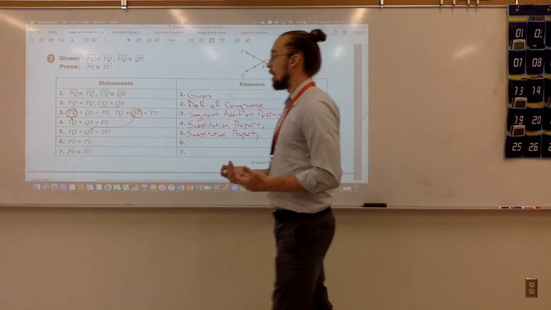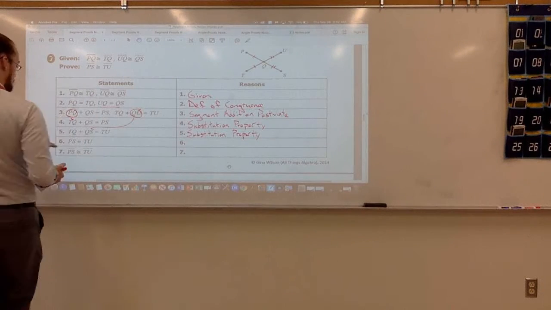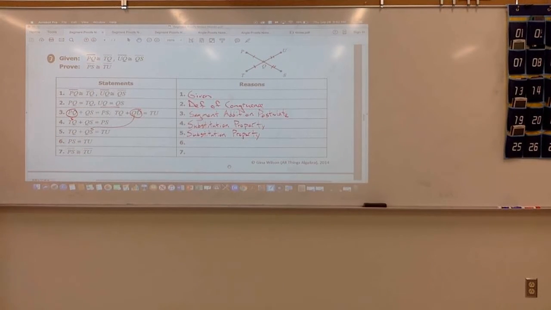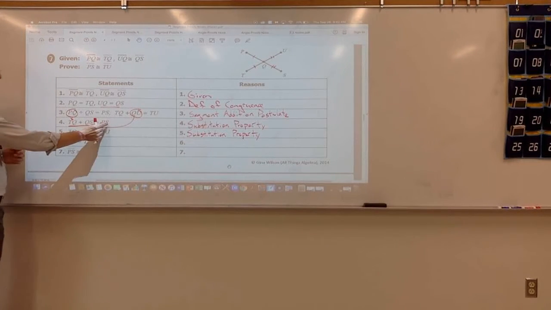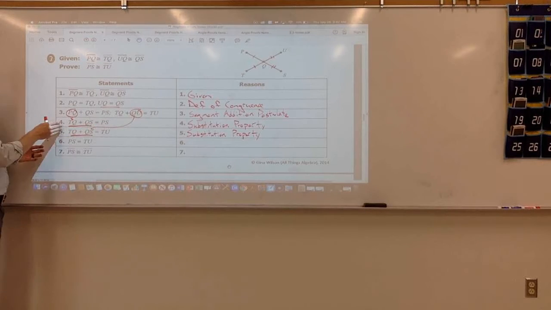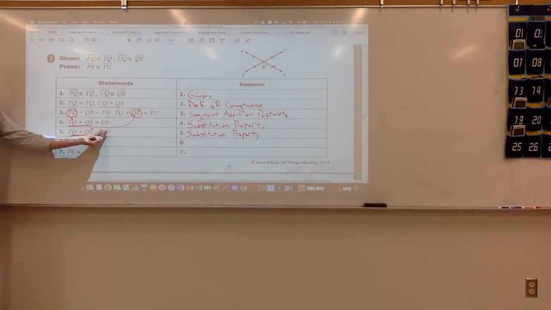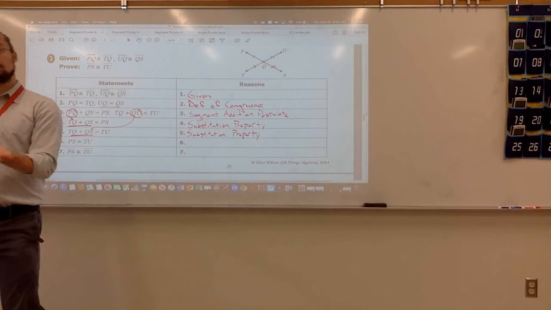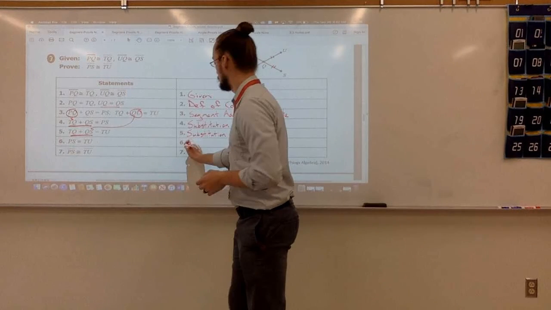So now somehow they claim that the length of PS and the length of TU are equal. All right, so if we look at both lines 4 and 5, we've got the same thing on the left side of the equation, right? TQ plus QS. So we're saying that PS and TU are both equal to that same thing. Therefore, they would have to be equal to each other. That would be transitive.